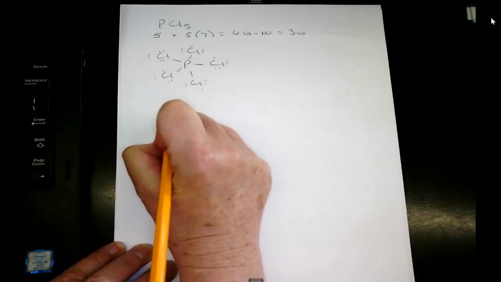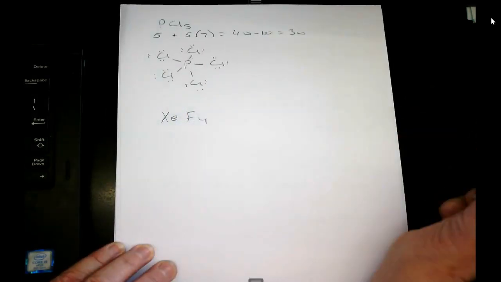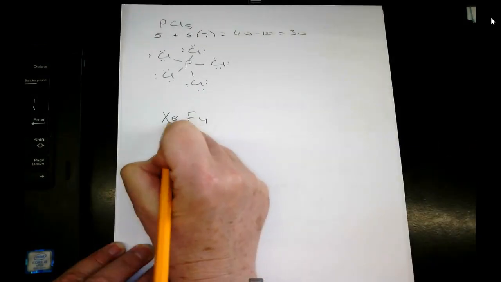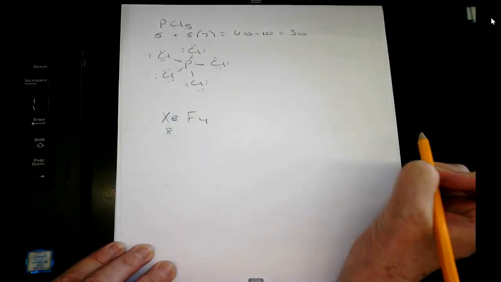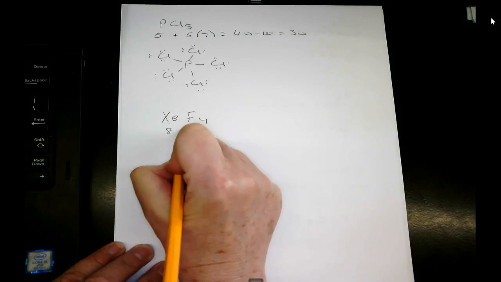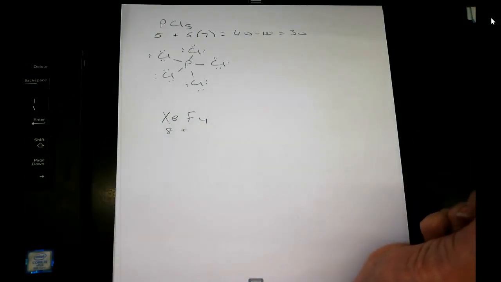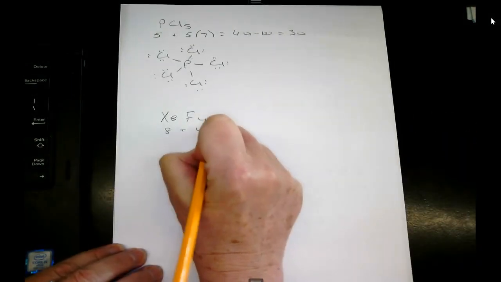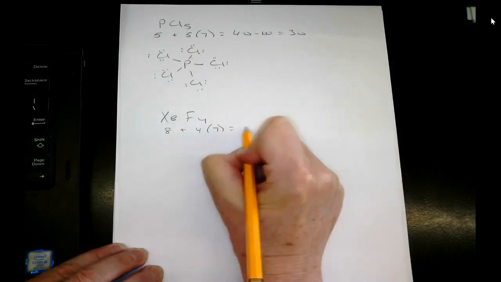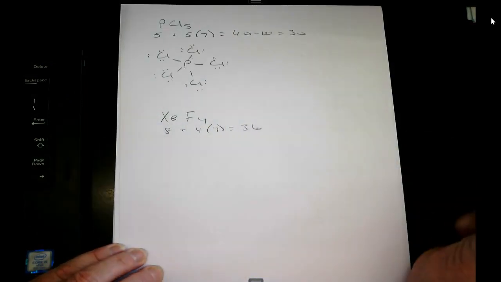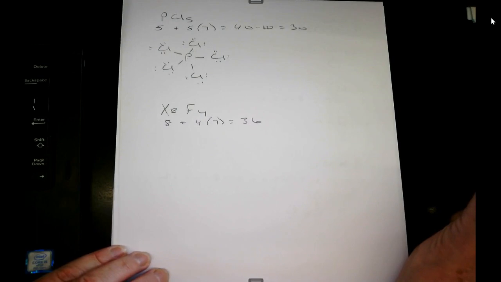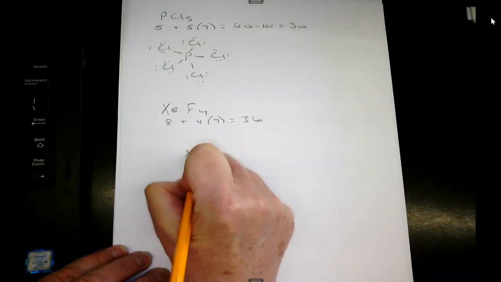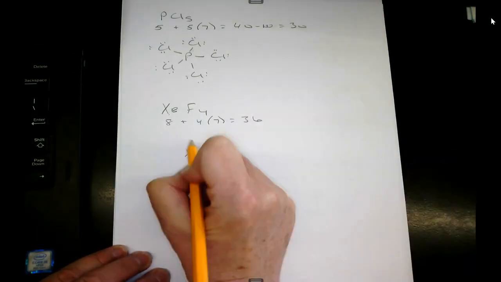Lastly, let's look at XeF4. Xenon has 8 valence electrons. Each fluorine has 7 valence electrons, and there are 4 of them. So that's going to give us a total of 36 electrons to work with. Xenon will be our central atom.